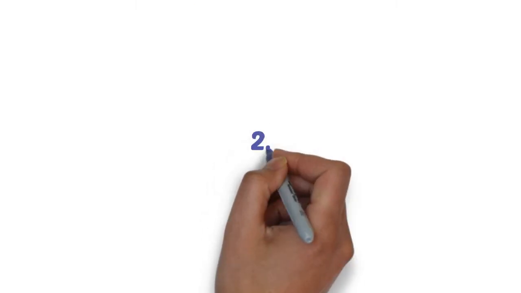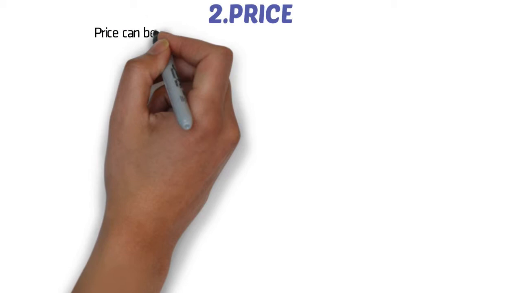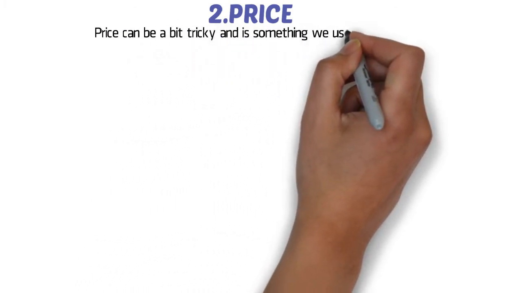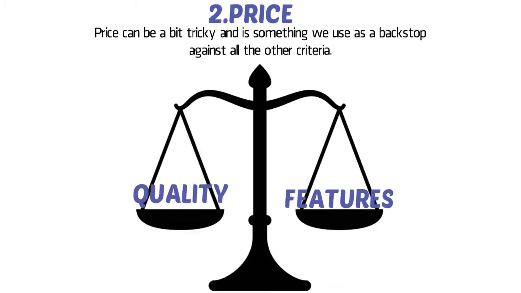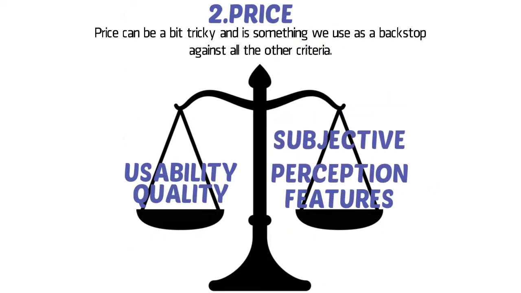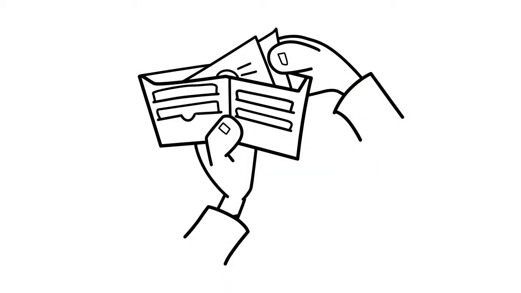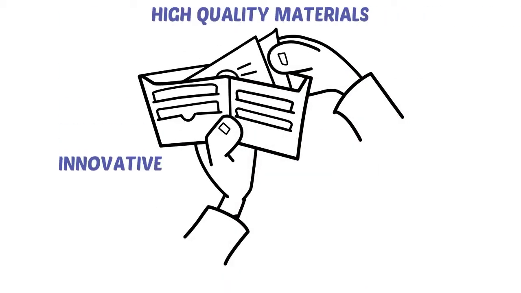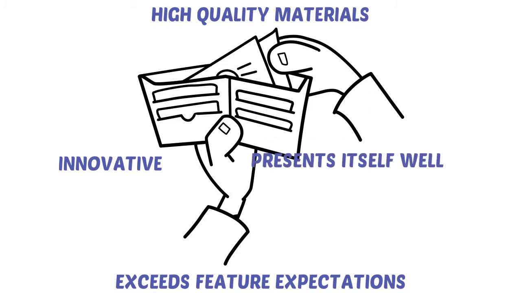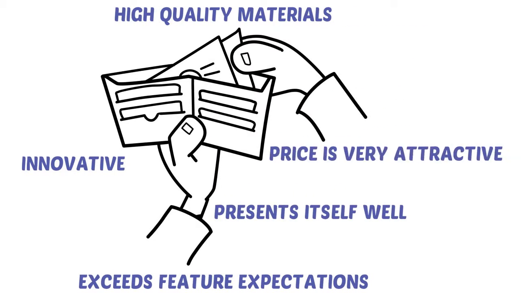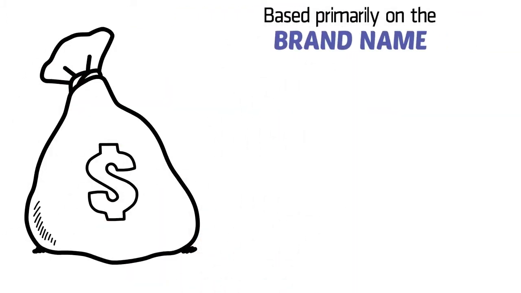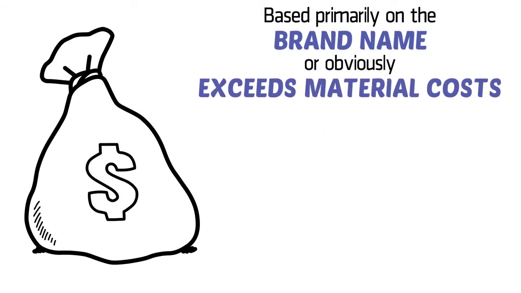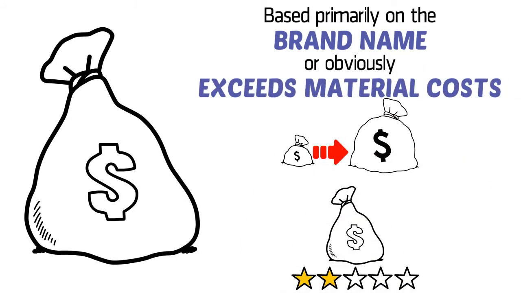The second criteria is price. Price can be a bit tricky and is something we use as a backstop against all the other criteria. It balances the quality, features, usability, and even the subjective perception criteria. If a wallet is very innovative, uses high-quality materials, exceeds feature expectations, presents itself well, and the price is very attractive, then the price rating will be very high. On the other hand, if a wallet's high price is based primarily on the brand name or obviously exceeds material cost by a large margin, then the price rating will be low.